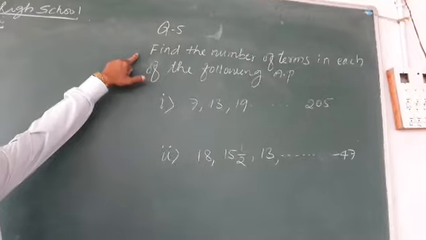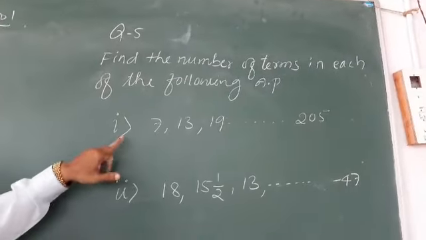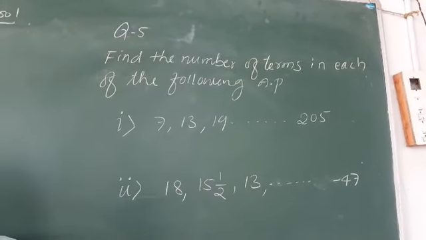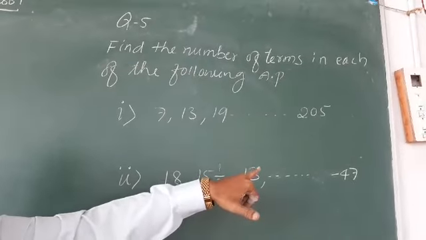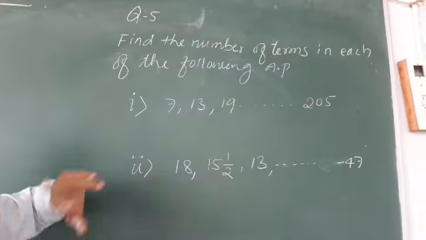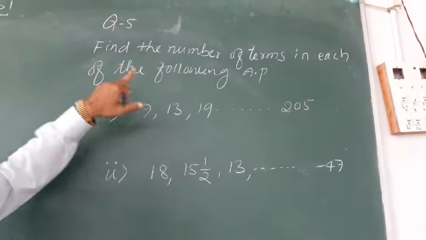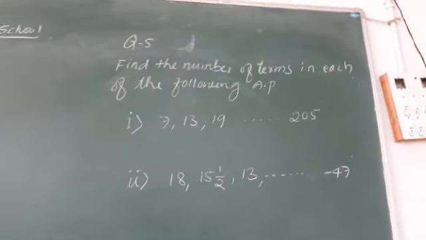This one is the fifth main. Say in fifth main there are two sums. That is 7, 13, 19, ..., 205 and 18, 15 1/2, 13, ..., minus 47. What is the question? Find the number of terms in each of the following AP. Okay, let us solve the first one.